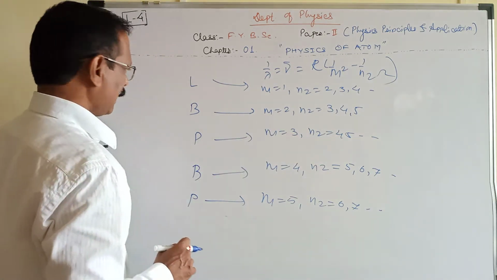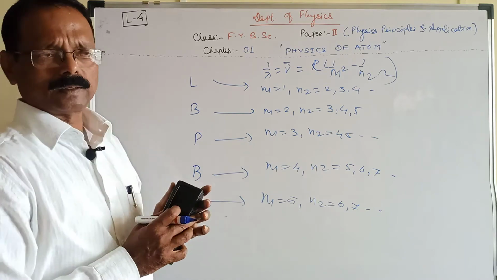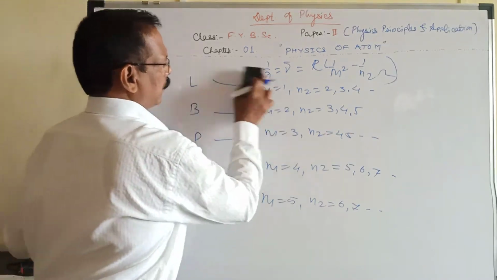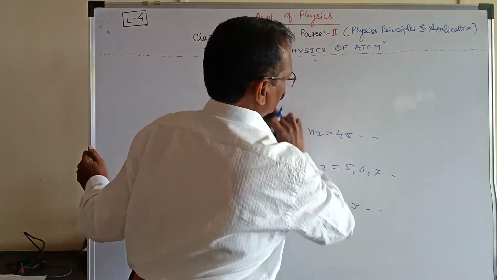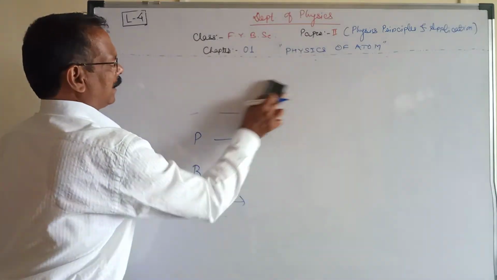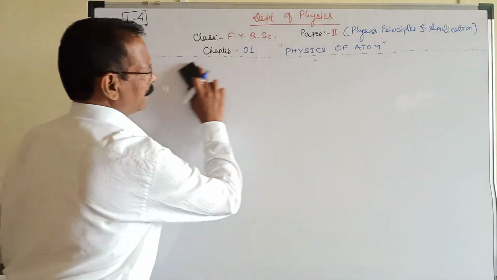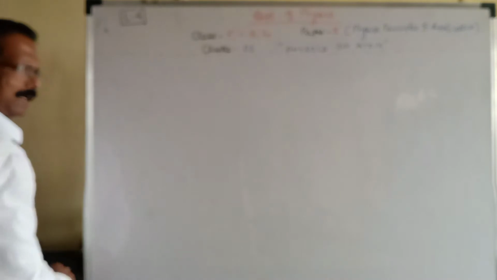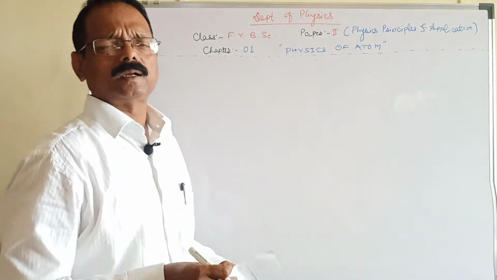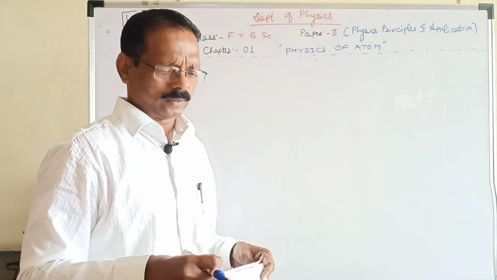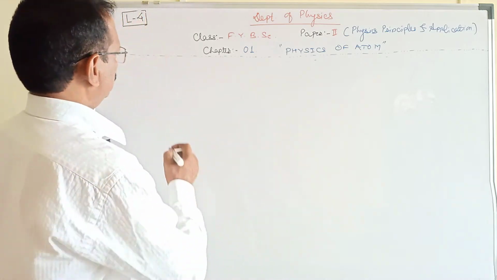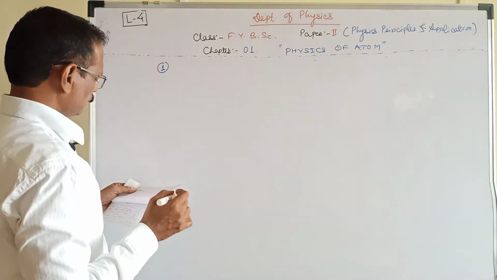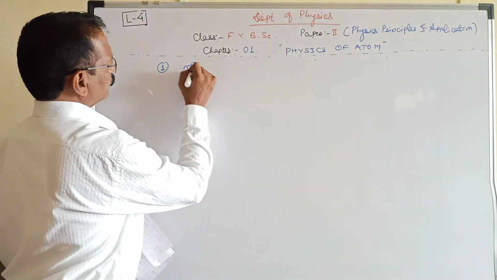Today we have to solve some examples from this chapter. This format is very important for solving the example, so I write the example here in detail, and you write the example also, then you can understand. Examples are very important in physics to clear your concept.